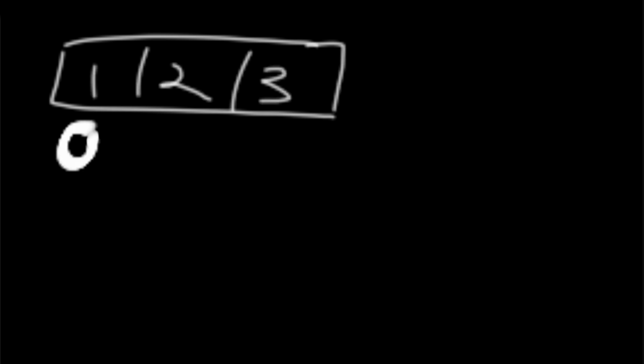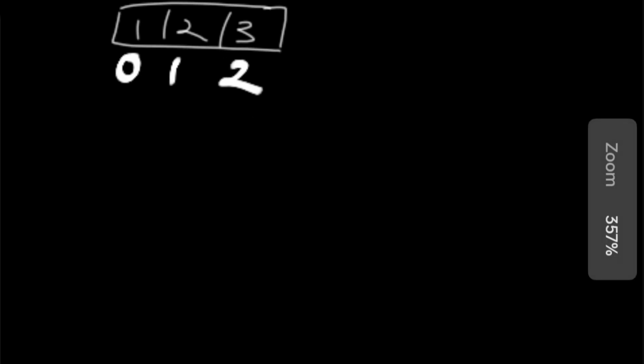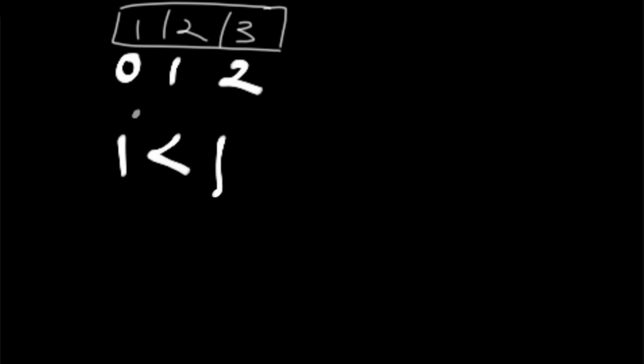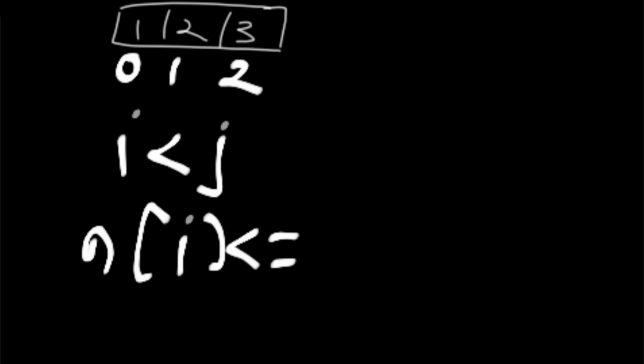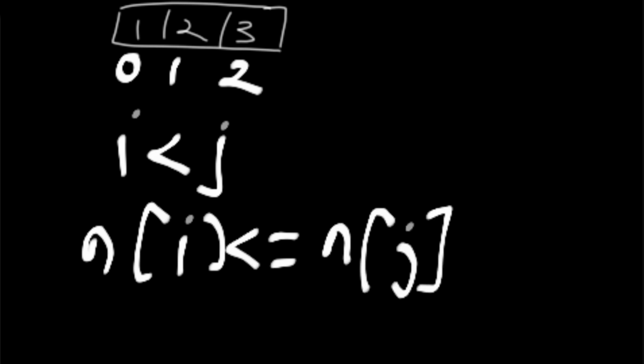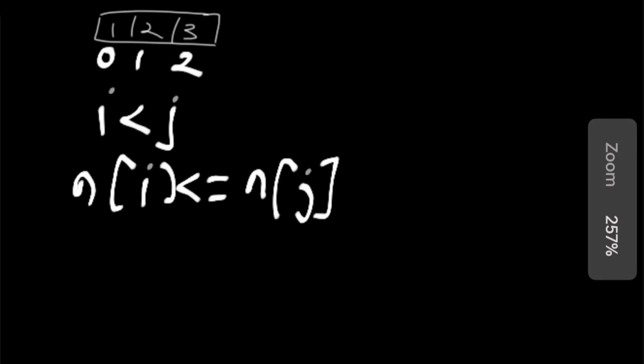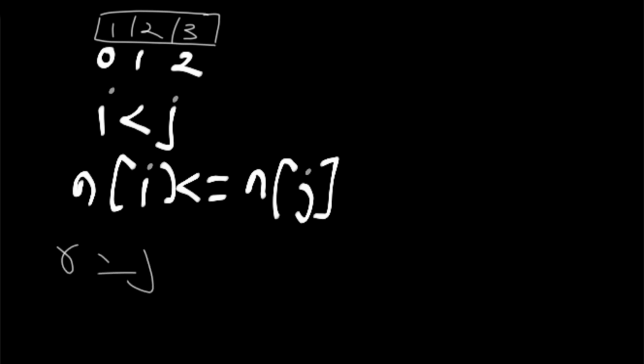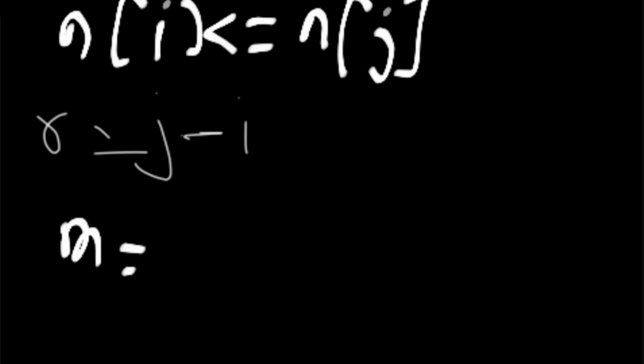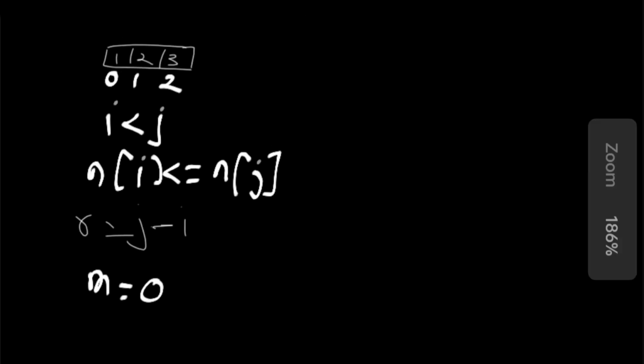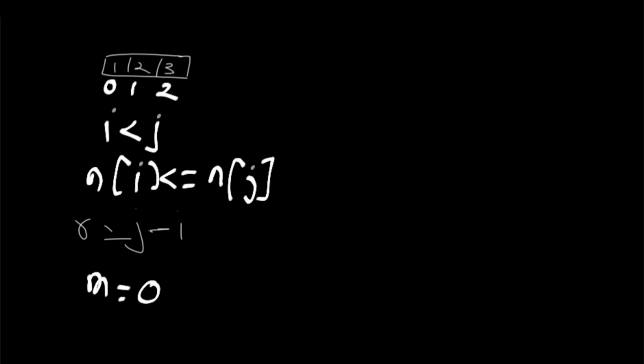The explanation of the question is as follows. Consider an array of elements 1, 2, 3. The indexing is 0, 1, 2. The question has two conditions. The first condition is i should be less than j. The second is nums of i should be less than or equal to nums of j. If these two conditions are satisfied, then the ramp will be formed. Ramp equals j minus i. The maximum ramp should be found. Let us assign the maximum ramp the value 0, as there is no finding at the moment.